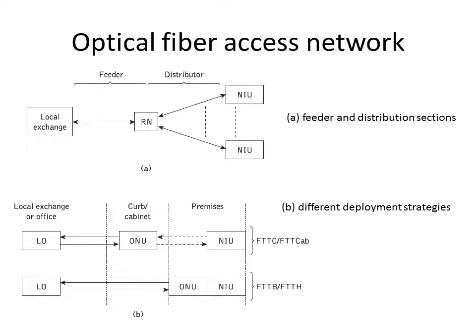What is an optical access network? In an optical access network, you have feeder and distribution sections. The feeder runs from the local exchange, the service provider, which is connected to the different distributors, different receiver ends, and different deployment sections. It shows how the local exchange or office is connected to the different premises through the cabinet and the optical network unit. That is the access network: how it connects the subscriber to the immediate service provider, the local exchange or service provider.